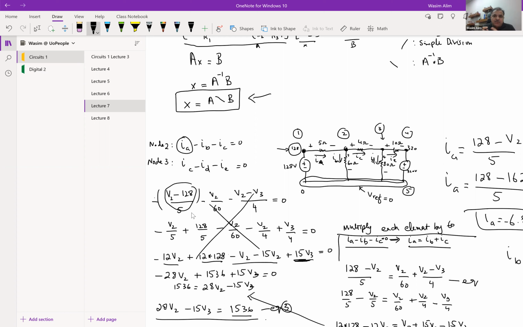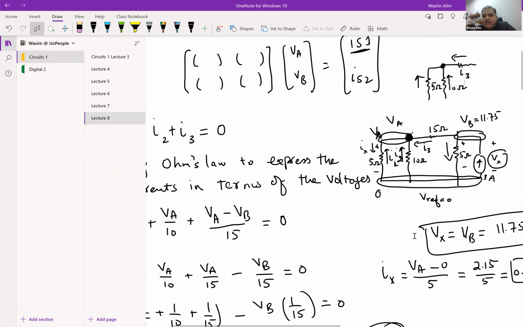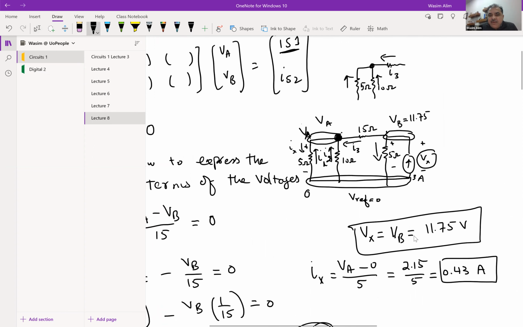Now, I just wanted to show you the case where you have a node, but you know the voltage of it. I understand the difference between a node and an independent node. Okay, great.